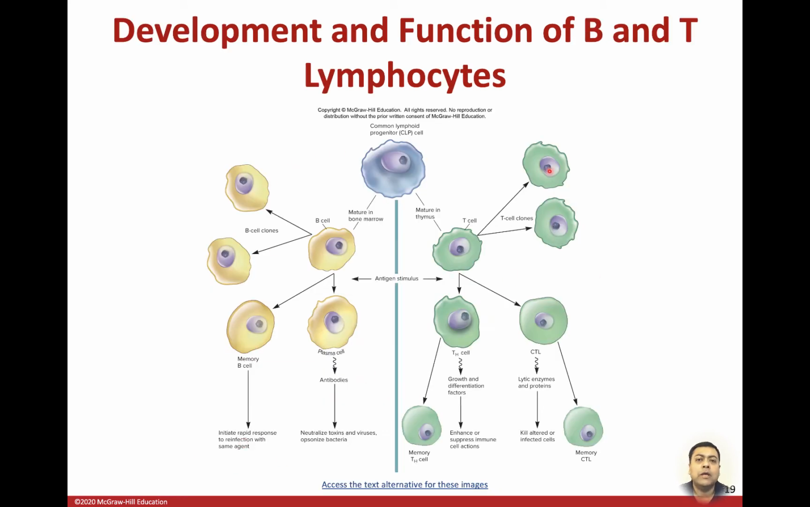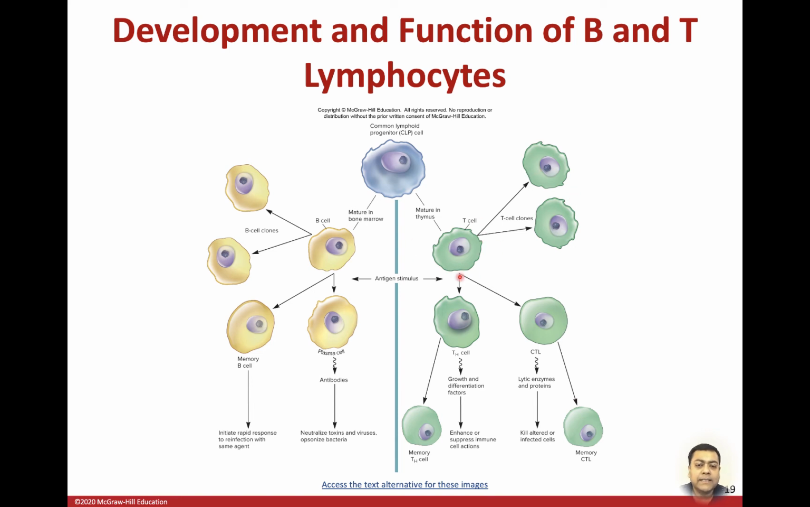So here we are looking at the development and function of the B and the T cells. We are first only going to look at the T cells, and we will come back to the same diagram when we talk about the development of the B cell. Here we are looking at the common lymphoid progenitor cell, which matures in the thymus into the T cell. So this T cell will have its own clone. Clone means that the T cell receptors in these cells will be the same as well.